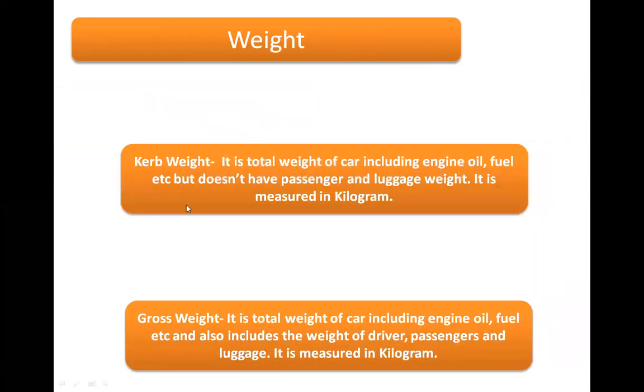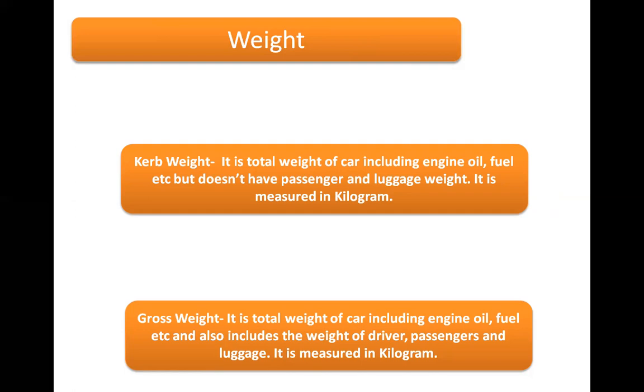Then weight. What is curb weight? It is the total weight of the car including engine oil, fuel, etc., but doesn't include passenger and luggage weight. It is measured in kilograms. Basically, the weight of vehicles is classified into two types, curb weight and gross weight. So curb weight is the total weight of the car including engine oil, fuel, etc., but without passenger and luggage weight. It is always measured in kilograms.